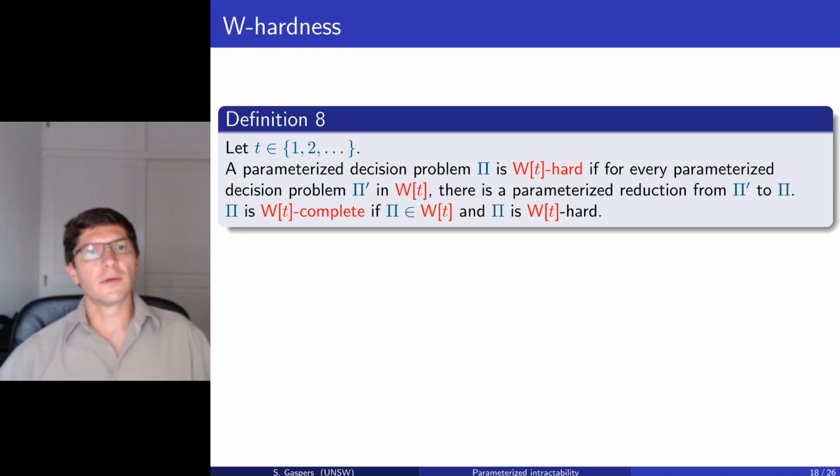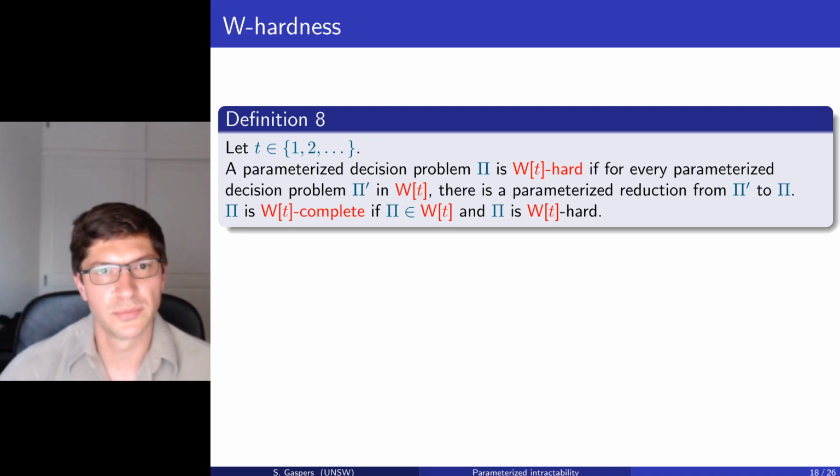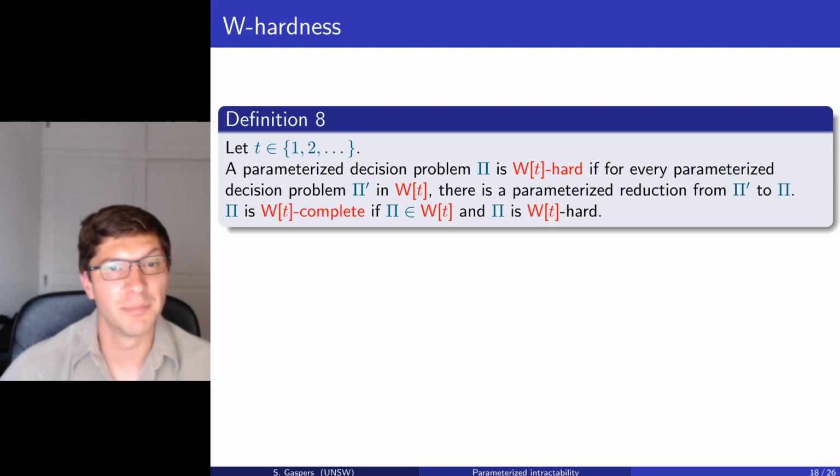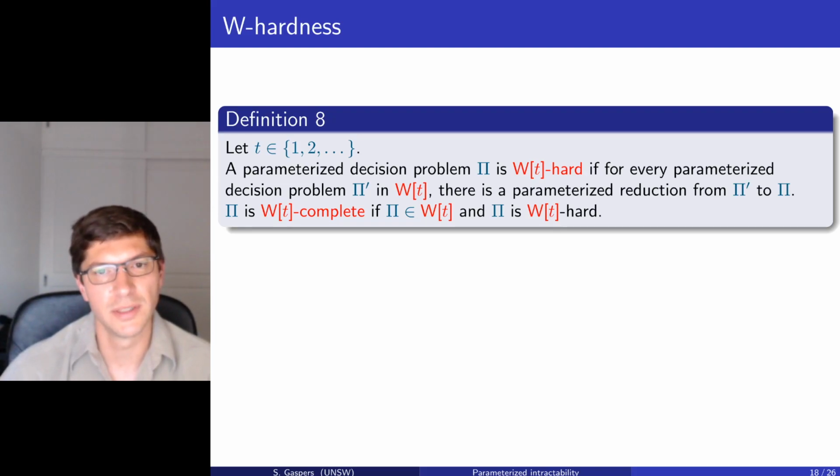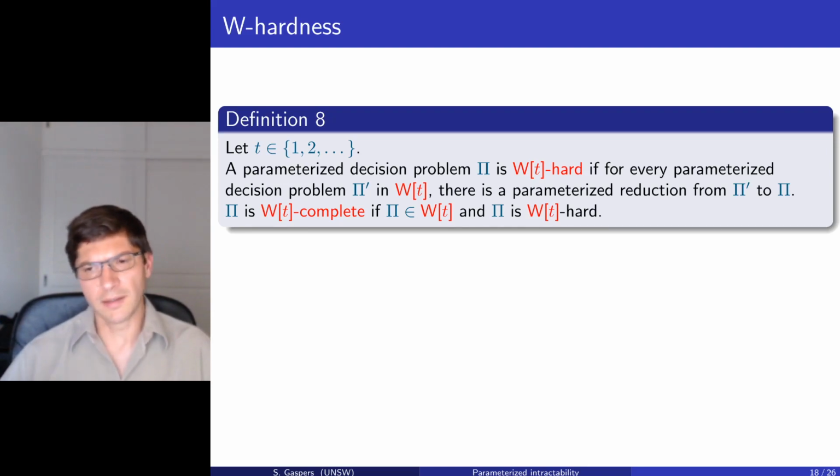And so now, of course, a parameterized decision problem pi is W[t]-hard if for every parameterized decision problem pi prime in W[t], there is a parameterized reduction from pi prime to pi. So this models exactly what we had for NP-hardness. And now pi is W[t]-complete if pi is in W[t] and it's also W[t]-hard. So again, for completeness for W[t], we need membership and hardness. In this lecture, we're mostly going to focus on hardness.